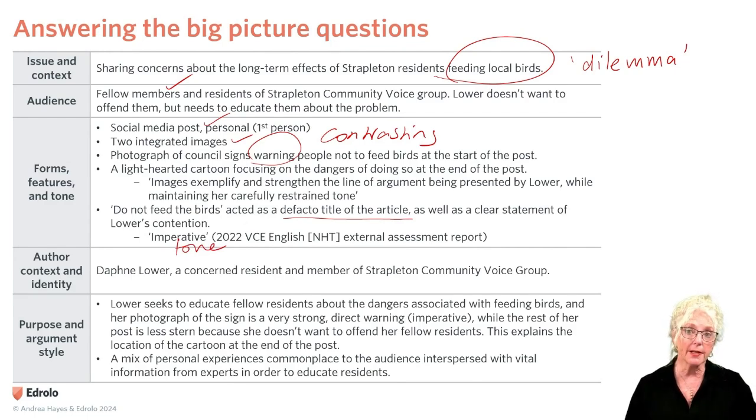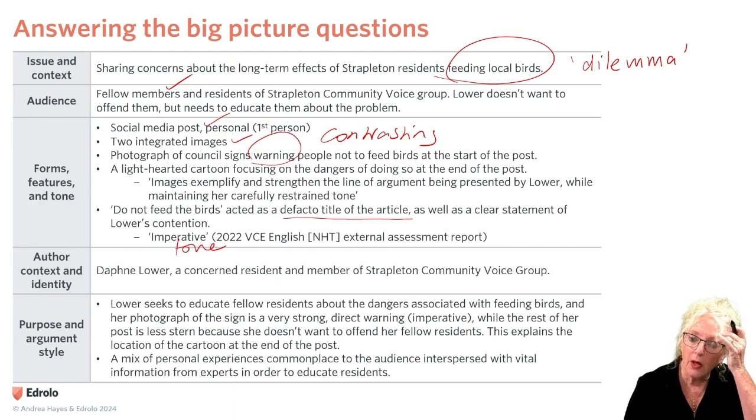The author, context and identity: we know it's Daphne Lower. She's a concerned resident and a member of this group. What's her purpose and how do we describe her argument style? Sometimes that can be really tricky. Lower seeks to educate fellow residents about the dangers associated with feeding the birds.